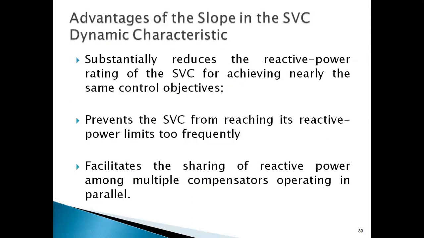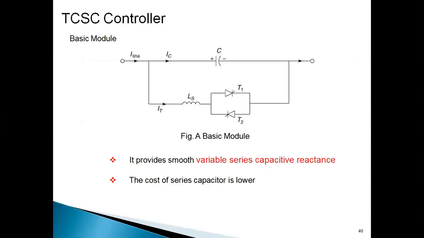Okay, so far we have discussed SVC, static var compensator. Now let me explain TCSC, thyristor controlled series capacitor. This is the basic model where a series capacitor is there, and in parallel we connect a TCR. TCR is a series inductor with back-to-back connected thyristors T1 and T2. We have an inductor with inductance L, the current flowing through the transmission line is I_line, and IC is the current flowing through the capacitor.